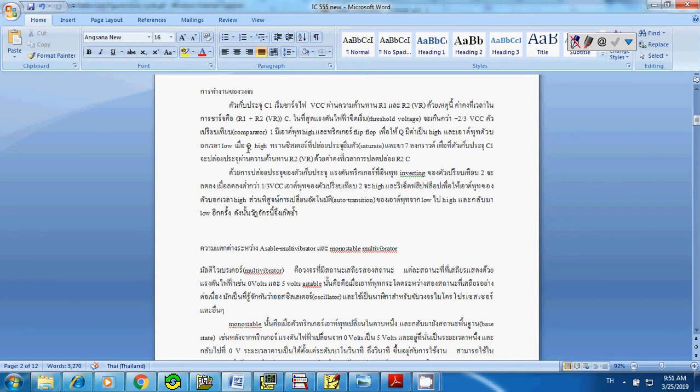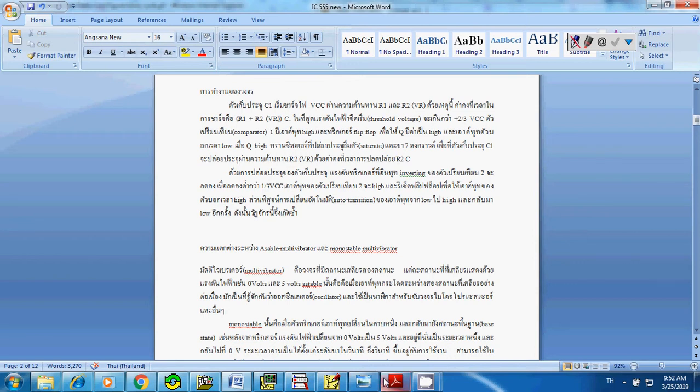output will be low when Q is high, and then the transistor will discharge and pin 7 goes to ground for the capacitor C1 to discharge through resistor R2, or potentiometer, or variable resistor, with the time constant R2 multiplied by C.